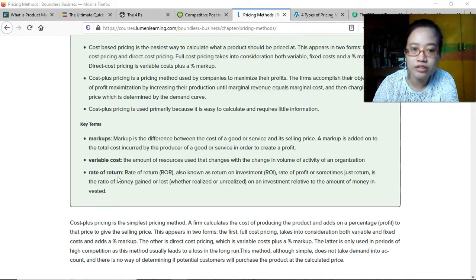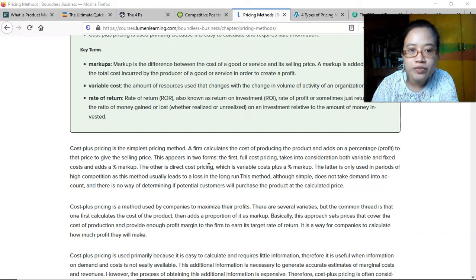And then you have your rate of return. Rate of return is known as ROI, return on investment, rate of profit, or sometimes just return. It's the ratio of money gained or lost, whether realized or unrealized, on an investment relative to the amount of money invested. So essentially, it's how much you're getting back after spending a certain amount of money on your investments.